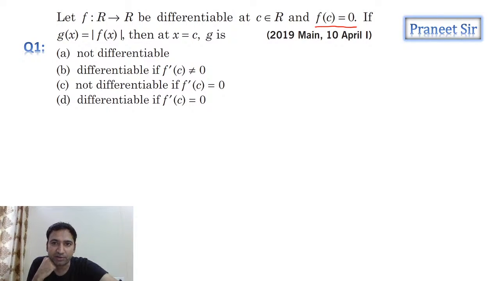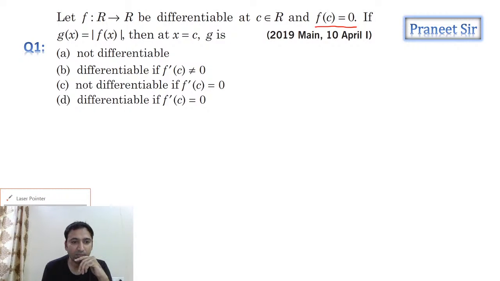g of x is given as mod f of x and f of c is given as 0. Then at x equals c, whether g is differentiable or not. If it is differentiable, what is the condition? If it is non-differentiable, what is the condition? So guys, he gave f of c equals 0. And how do we calculate whether g is differentiable at x equals c or not?